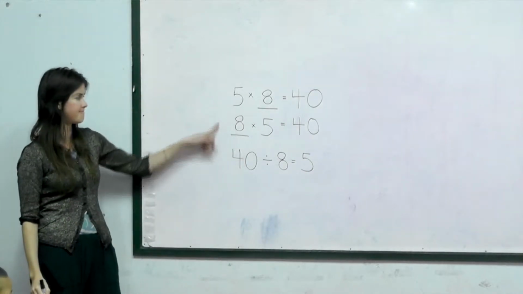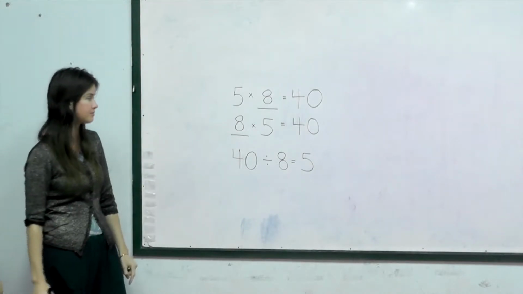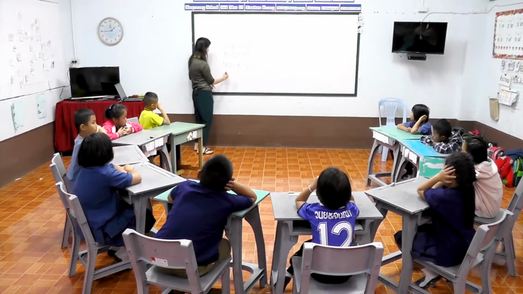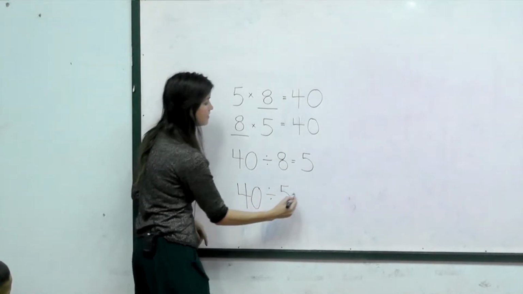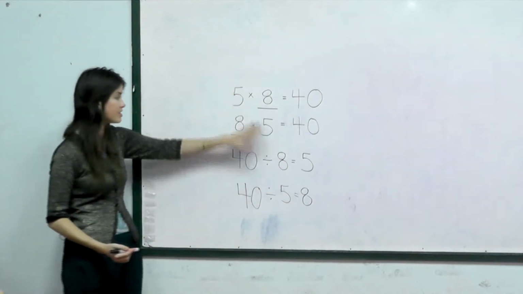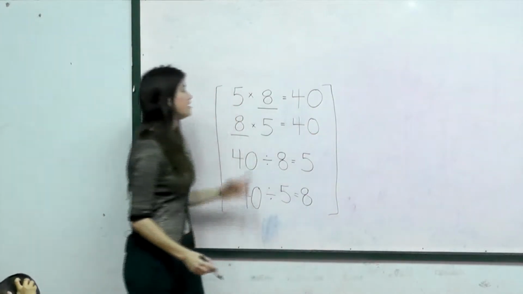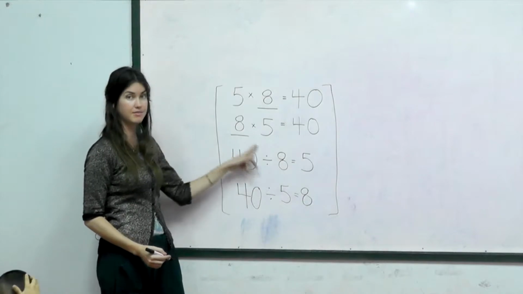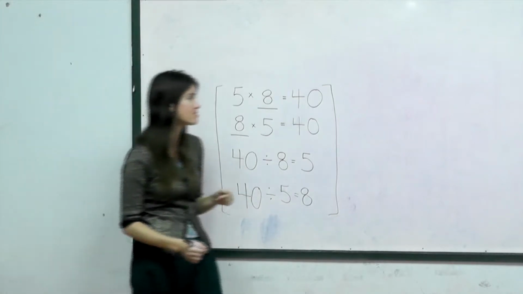What other equation can we add? We've got 1, 2, 3. We need one more, and it needs to be divided. 40 divided by 5 is going to give us 8. Good. So that's how our fact families work for multiplication and division. That's one whole family all together. We have our multiplication, we change the order. For division, we put our biggest number first, and we change the order for our answer and the number we're dividing by.